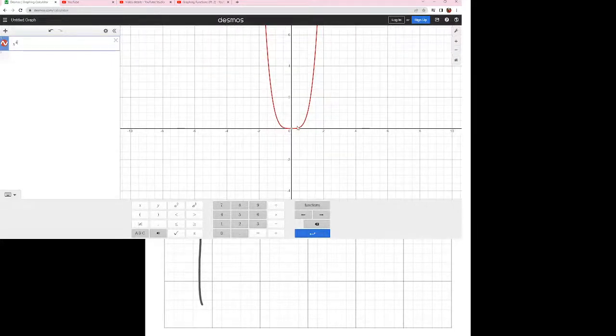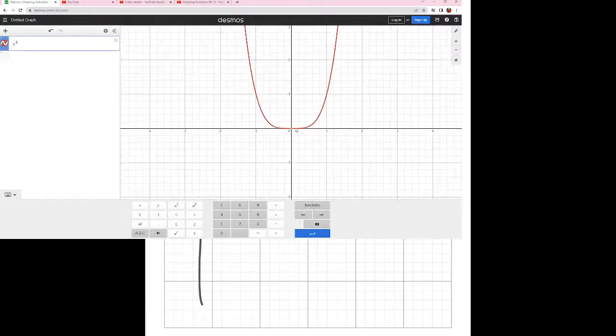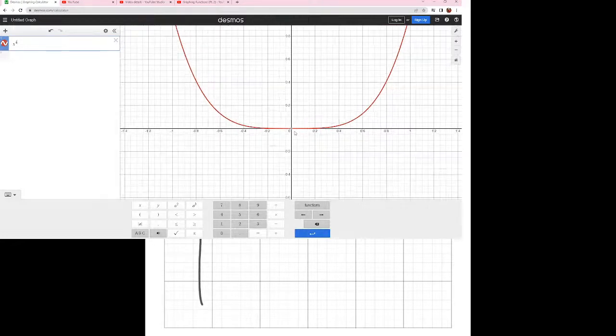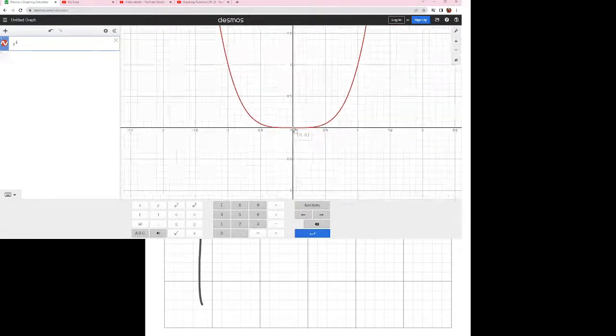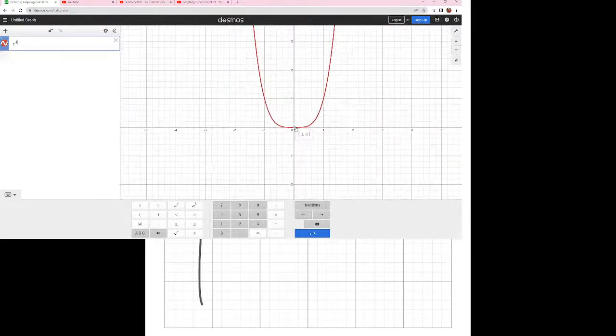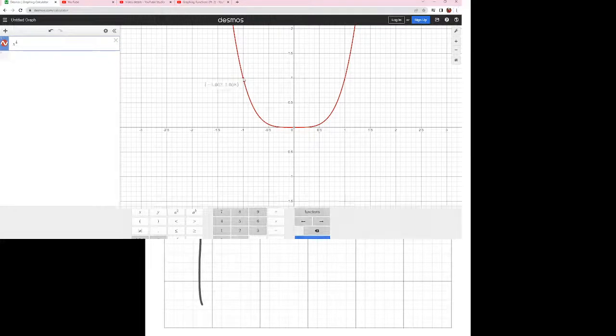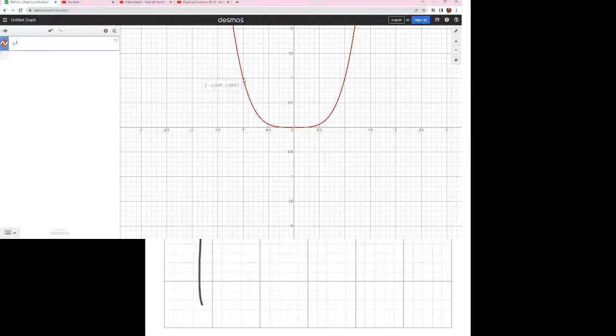Ta-da! This is the graph. Now if I zoom in, look at that, okay? Now, if someone asks you on this graph, what is f of -1, you would go here, and ta-da, when x is -1 for this, the answer is 1, okay? And you can see that if we flip back to working this out.